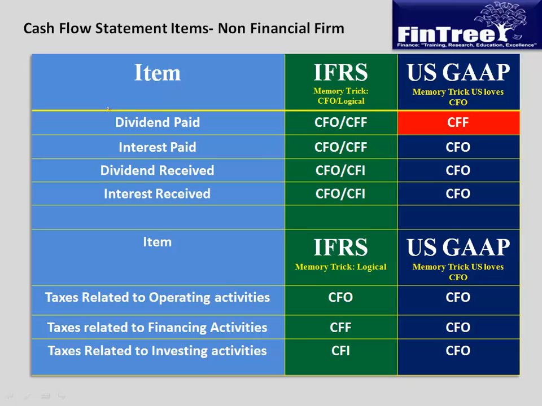In IFRS, the memory trick is that all the items are either CFO or they are logical. So let's look at this carefully. Dividend paid CFO or what's logical? We are paying dividend because we have taken equity shares and therefore CFF. Interest paid CFO or what's logical? We are paying interest because we've taken a bank loan. So again CFF. Dividend received CFO or what's logical, which is CFI. We are receiving dividend because we invested in equity shares. Interest received CFO or again CFI. Right? So it should not be very difficult to remember this.